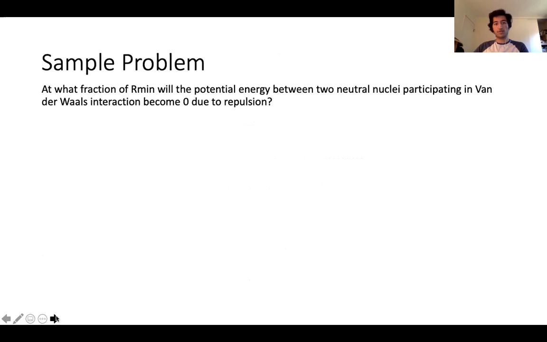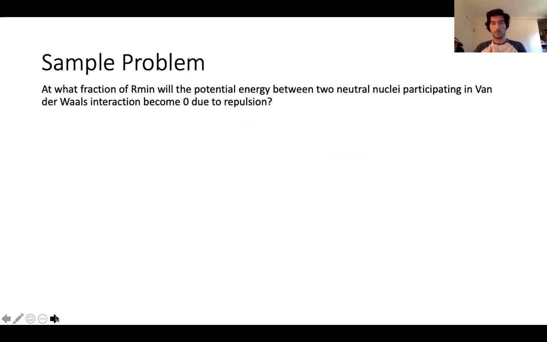And so now I want to do a different problem. This is a problem that's in the worksheet. And in this question, I ask, what is a fraction of the minimum radius at which the potential energy between two neutral nuclei participating in van der Waals interaction becomes zero due to repulsion?